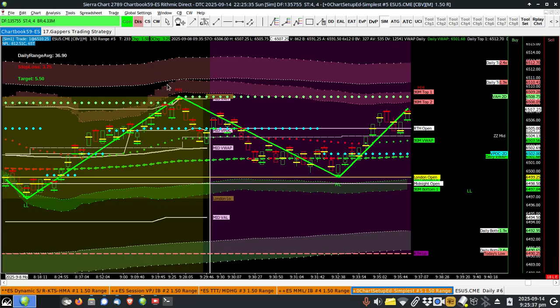Unfortunately, it didn't hit the cloud, right? So sometimes price action will stay within these clouds, and sometimes it won't. You have to eyeball these for a while to see, on your particular market, how price action is going to respect those.